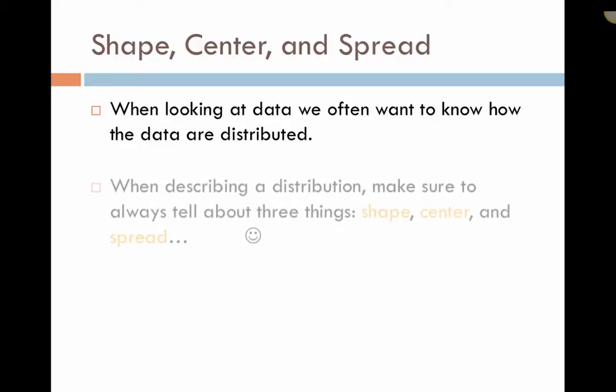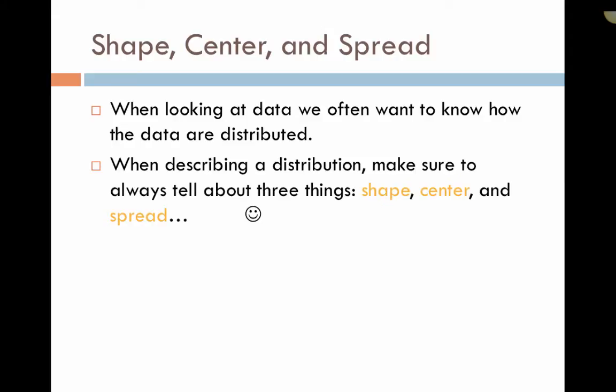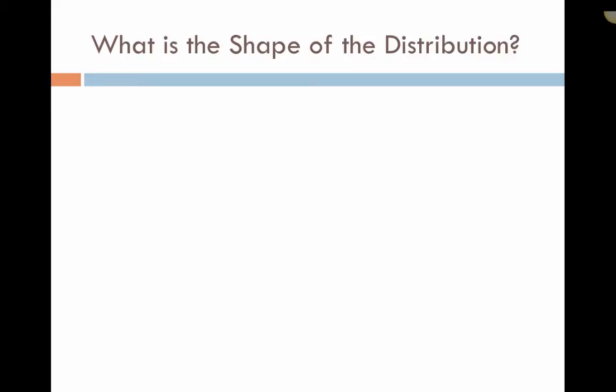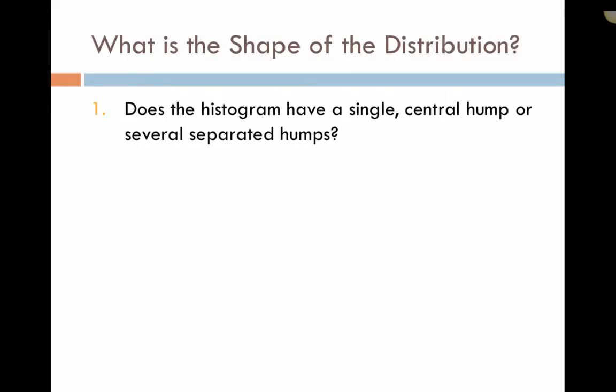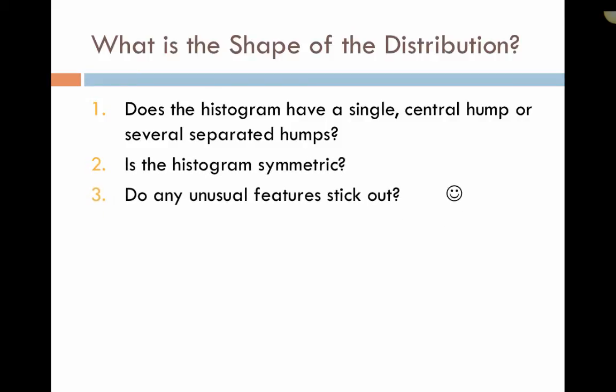So when we're looking at the distribution, we always want to tell about 3 things: shape, center, and spread. Starting with the shape of the distribution, we want to look: does the histogram have a single central hump or several separated humps? Is the histogram symmetric? And do any unusual features stick out?